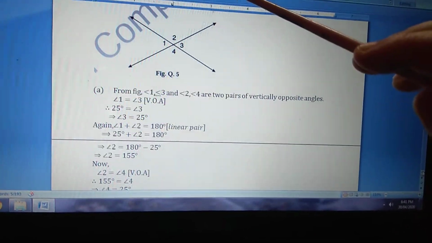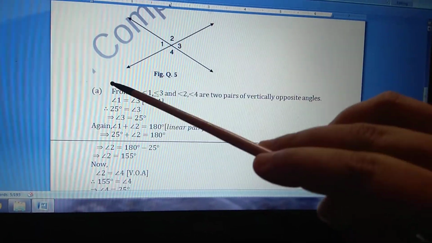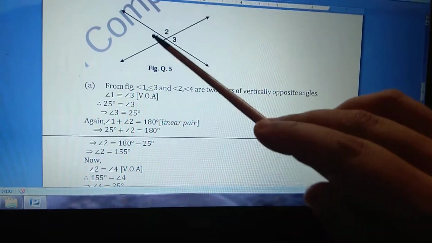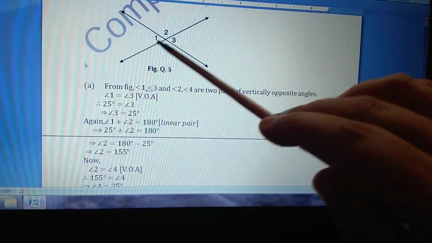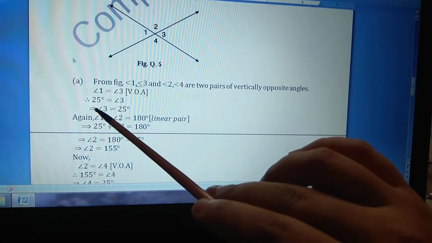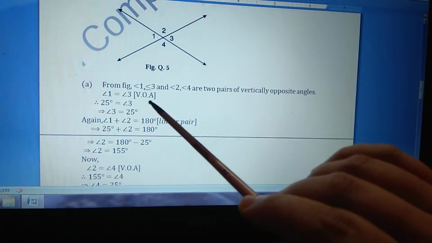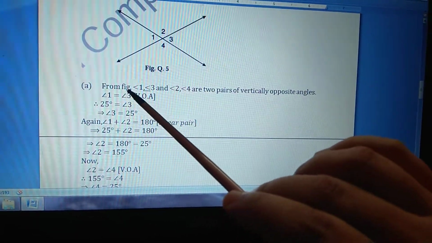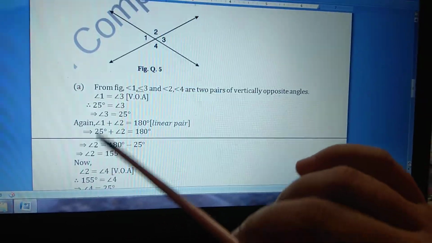In the book, if you see, angle 1's measurement is given as 25. So if 1's measurement is 25, then 3's measurement is also 25, is it or not? By using vertically opposite angles, angle 1 equals angle 3, both are 25.